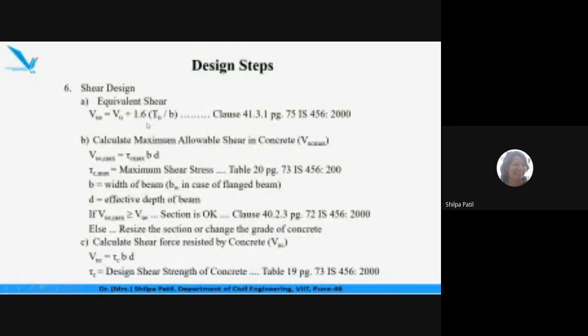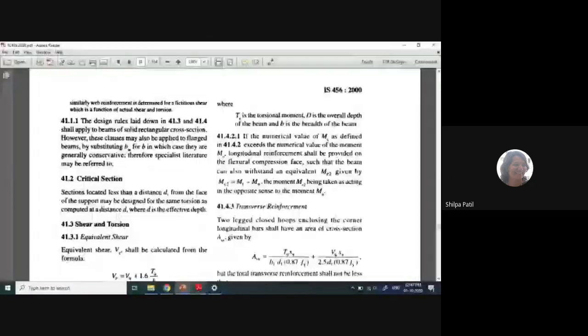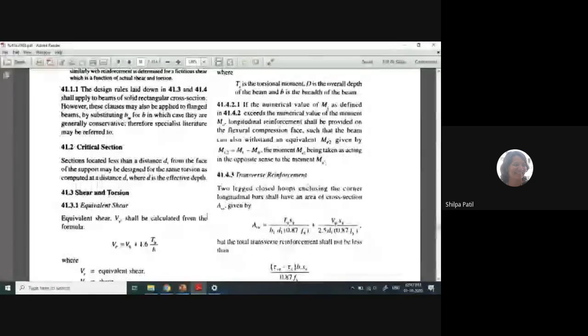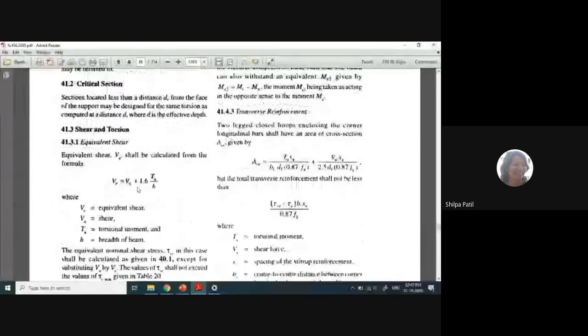Again, this formula is there in the IS code, IS 456. If I go to IS 456, clause number 41.3.1, equivalent shear is calculated by using this formula: Vu plus 1.6 Tu upon B. By using this formula, we calculate the equivalent shear. And for this equivalent shear, we have to follow the same process for design of shear, whatever we have followed earlier. Okay, so only at two stages our formula changes.